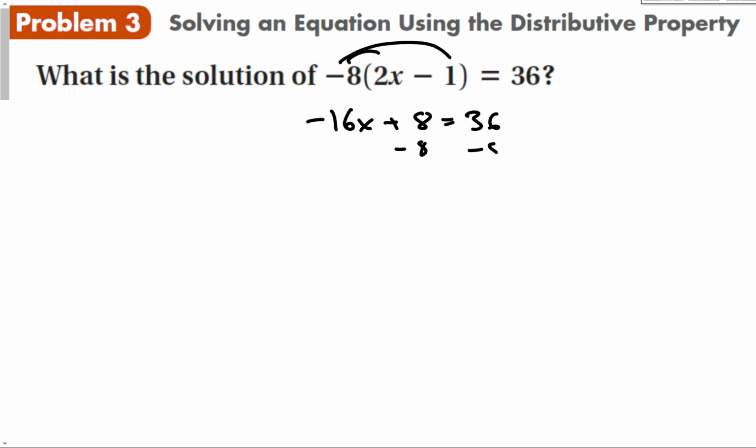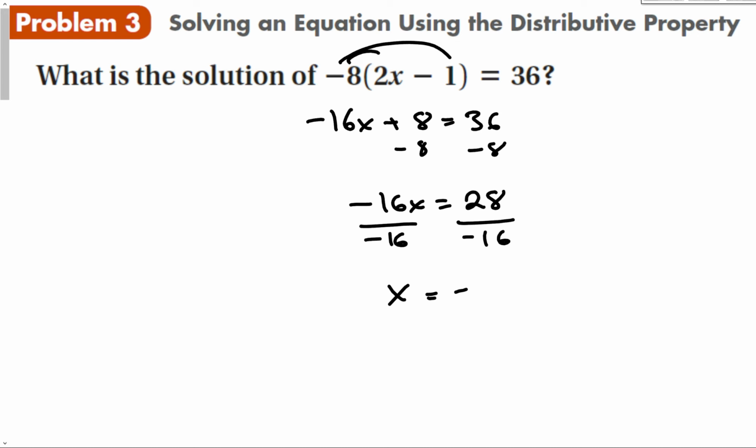Subtract 8 from both sides. Simplify. We have -16x. Bring down the equal sign. 36 plus a -8 is going to be a +28. Divide both sides by -16. Uh-oh. We have a -28 over 16, which doesn't go in evenly. That's okay. We do have to simplify, though.